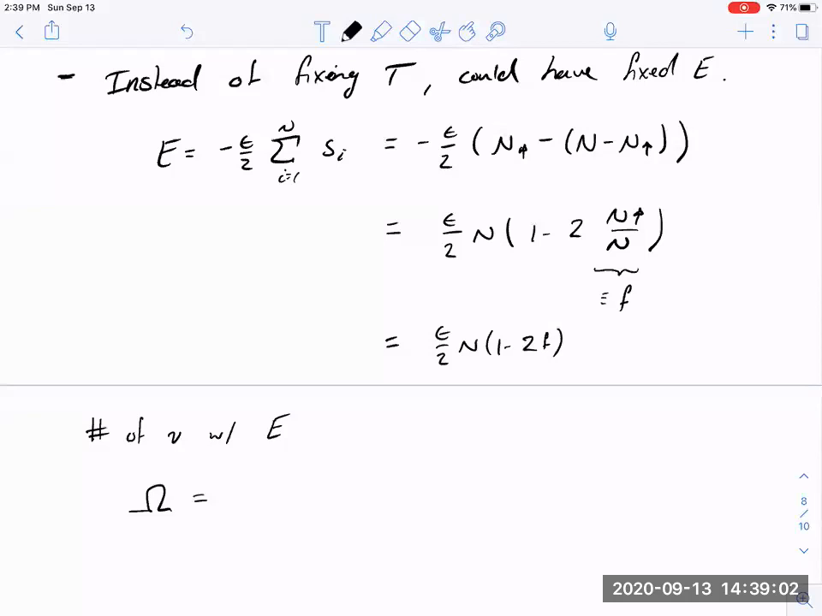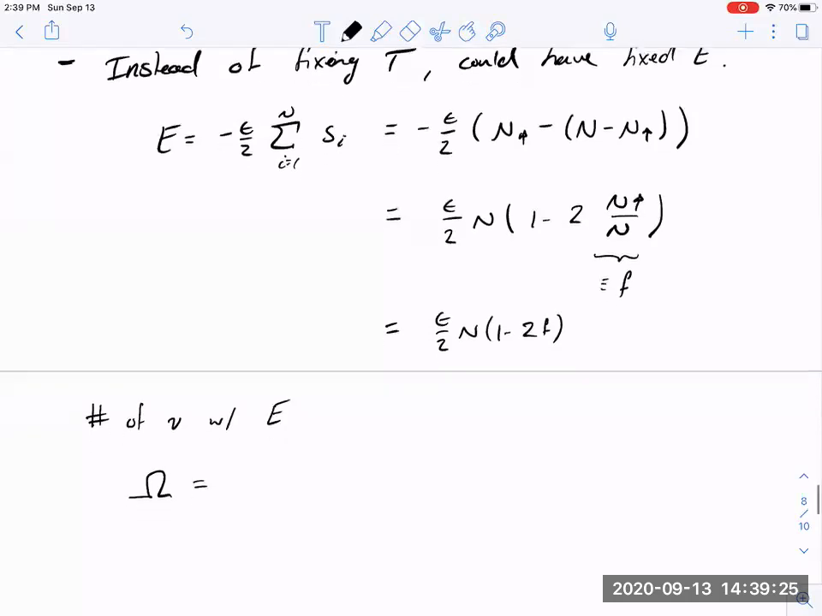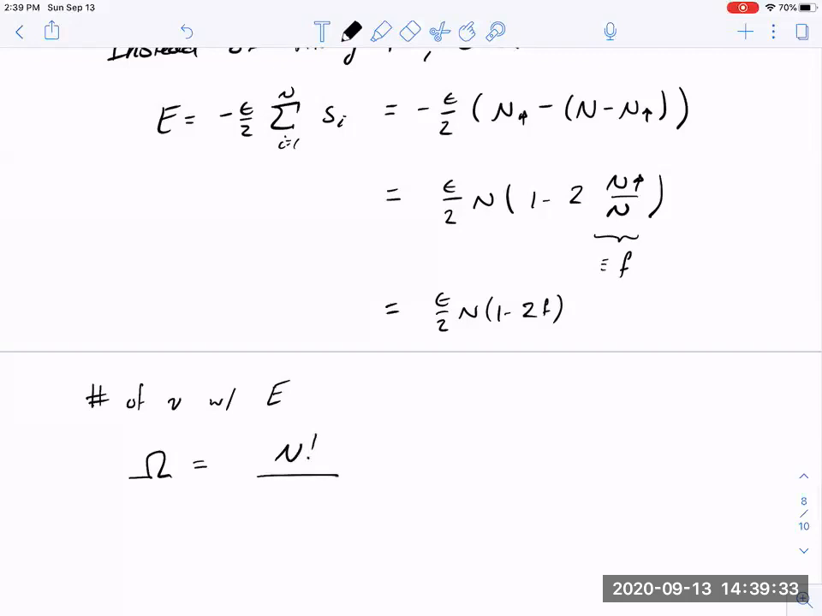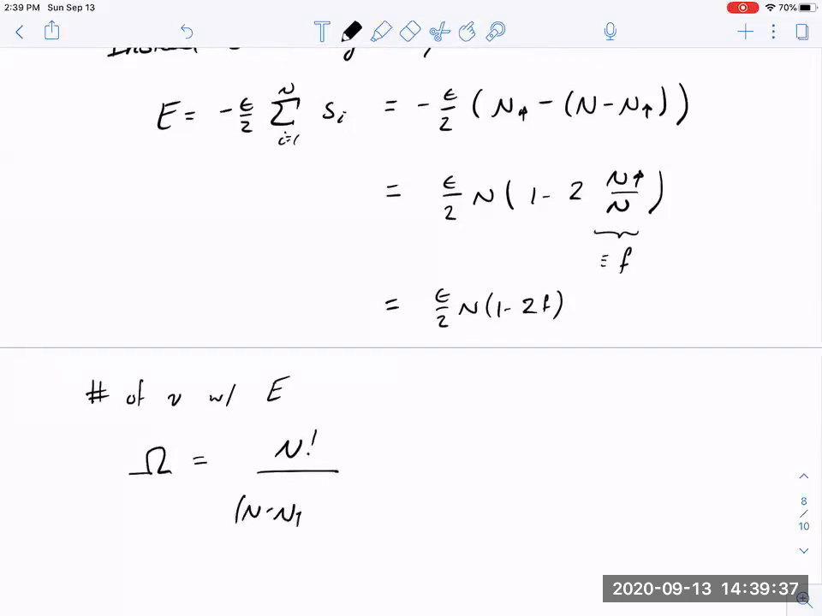So now I have to ask, for a set number of up spins, how many ways can I arrange those n up spins in a lattice of n total spins? That's a combinatorial problem that you all now have some experience with, having worked through the last homework set. If I have n total spins, it's a problem of n choose n up: n factorial over n minus n up factorial, accounting for n up permutations. Because the energy is uniquely defined by the number of up spins, I just need to ask how many ways I can arrange n up spins in an n spin lattice.